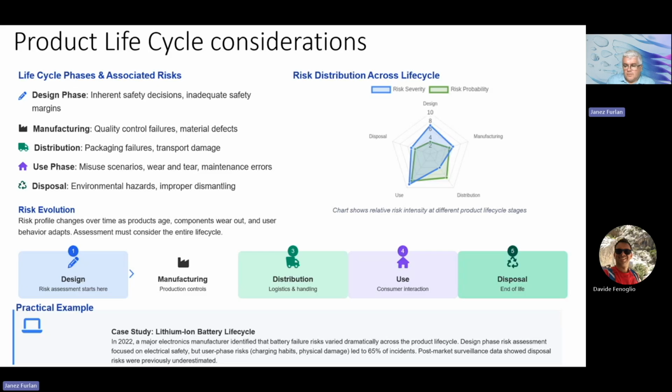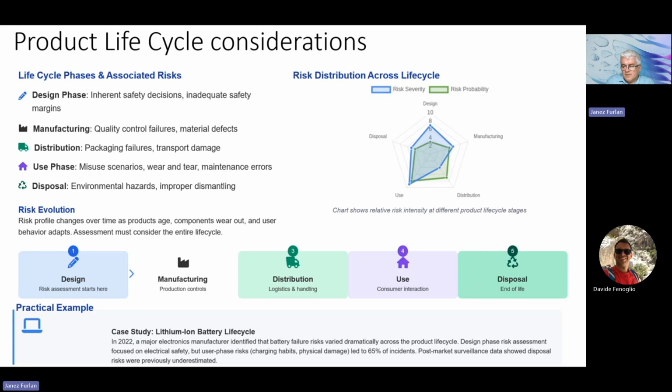When we are speaking about product life cycle considerations, we need to have in mind that each type of product has different specifics. Some would need more effort in maintenance, in cleaning, in disposal, while some are actually very simple to use and don't need anything like this. And of course, the risk assessment is very short for very simple products.